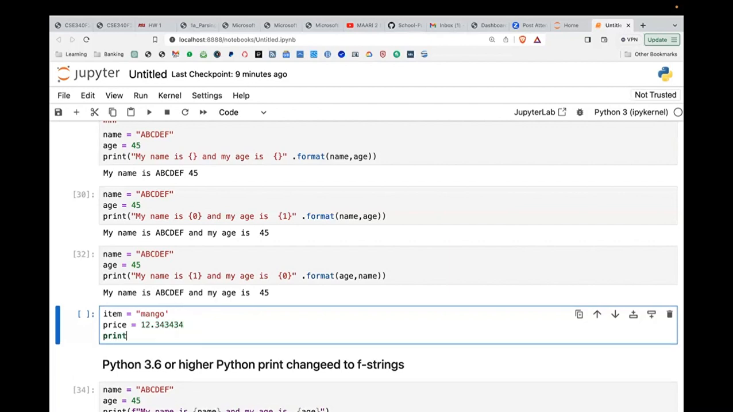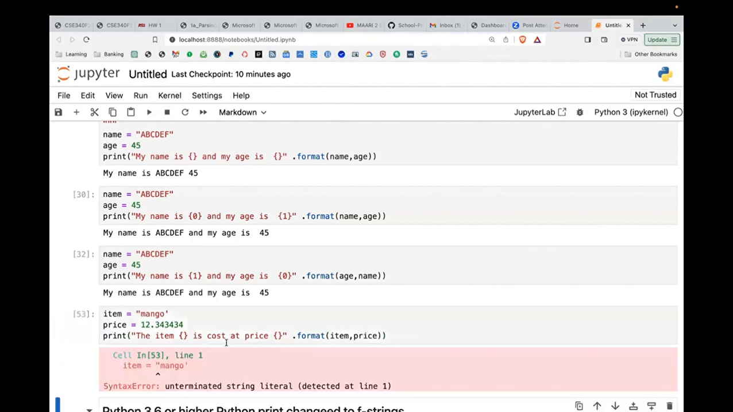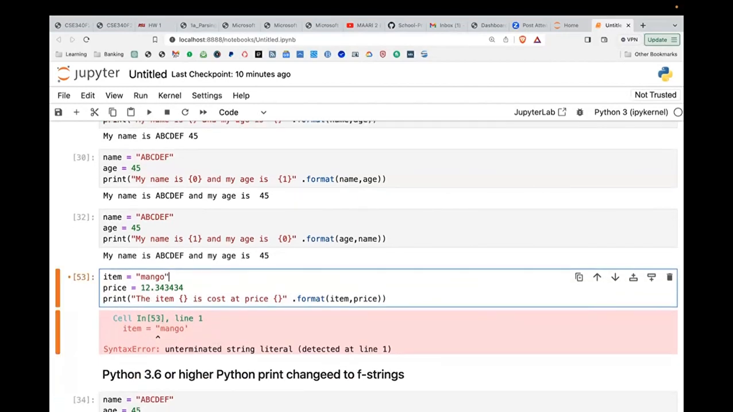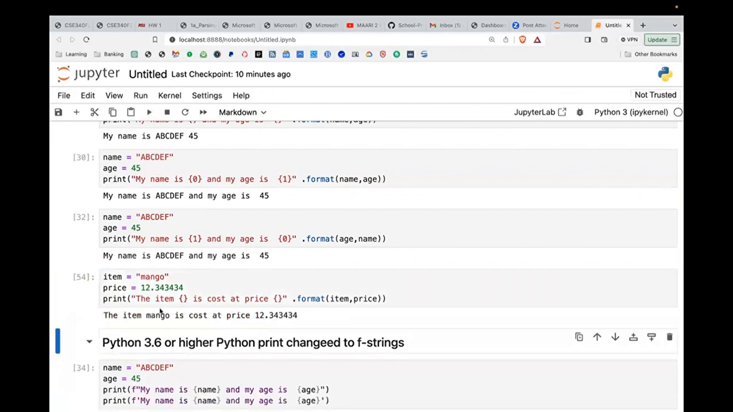And you wanted to print the statement. I will say the item name costs at price. What is the price value? I will write it this way. I will not use it directly. I will use this way, and dot format item comma price. You can see right now this is just a general way. What is the problem here? Wait a minute. You can see the item mango costs at this price.